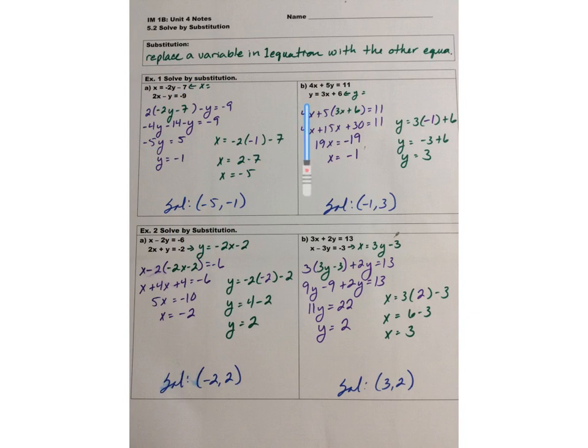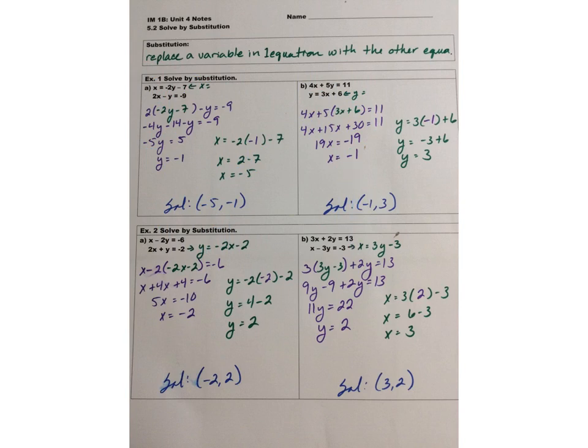Alright, so second example. The second equation right here is already in the form y equals. So to me that's the easiest one to use because I can plug the 3x plus 6 into the first equation, which gives me 4x plus 5 times the quantity 3x plus 6 equals 11. I'm going to distribute the 5, so I get 4x plus 15x plus 30 equals 11. Combine my like terms, 4x plus 15x equals 19x. If I subtract 30 from the other side, I get negative 19. Divide both sides by 19, and x equals negative 1.